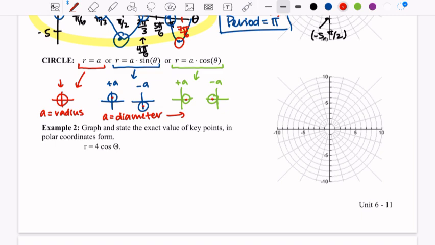Okay, so for example 2, we're going to graph it by hand. We're going to state some of those key points. So what we're looking at is r is equal to 4 cosine theta. Okay, again, we should be able to picture what this looks like. So we know that the diameter will be 4. Okay, and then because it's cosine, we're going to have x-axis symmetry.